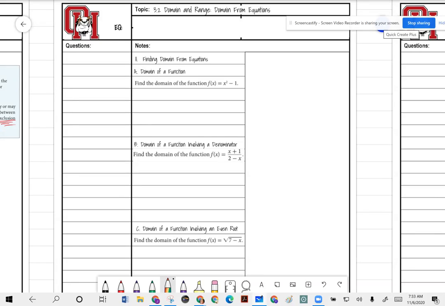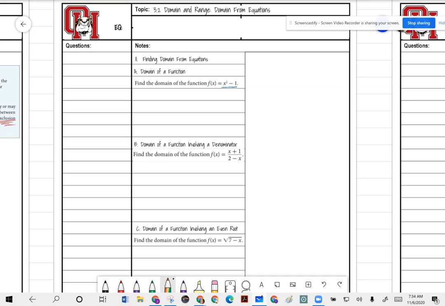So in this video, we're going to talk about finding the domain from equations. So we're dealing with Roman numeral 2. And the first thing we're going to do is talk about the domain of a function. So let's talk about finding the domain of x squared minus 1.